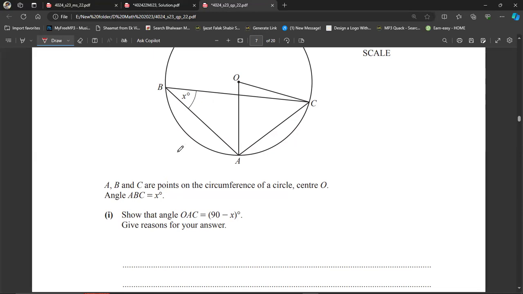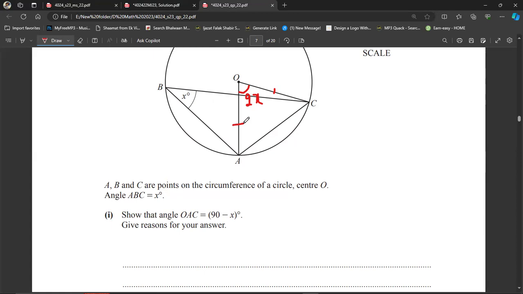The angle subtended by the chord AC at the circumference is x. The angle AOC is the angle subtended by the chord at the center. So this angle will be 2 times the angle at the circumference. We know the property is that the angle at the center is 2 times the angle at the circumference. Another thing is that the sides OC and OA are equal to each other. It's an isosceles triangle.